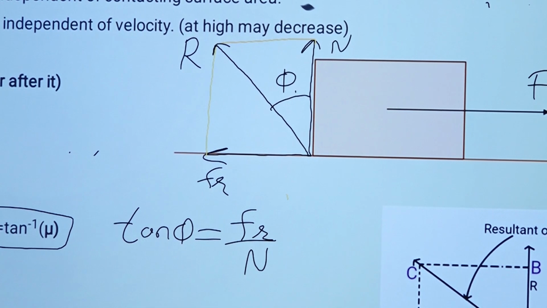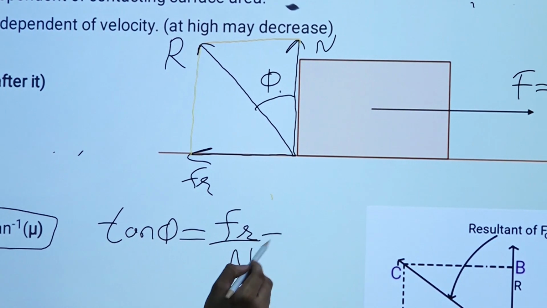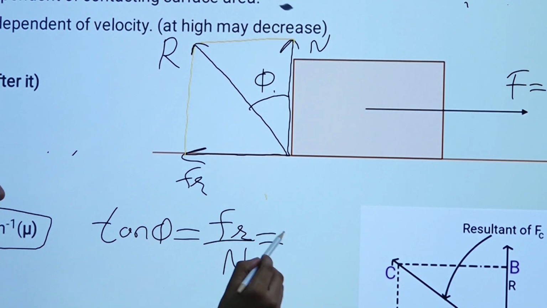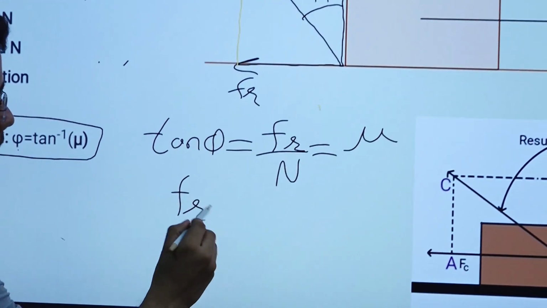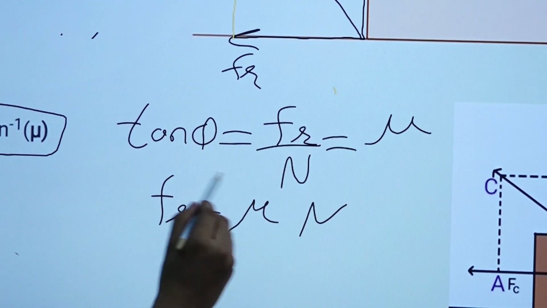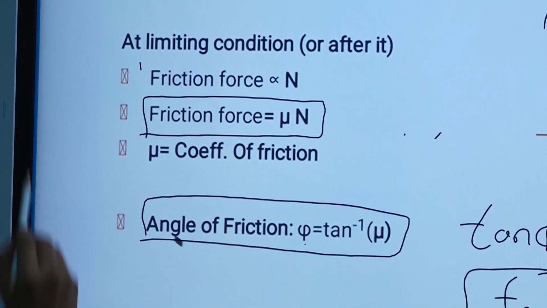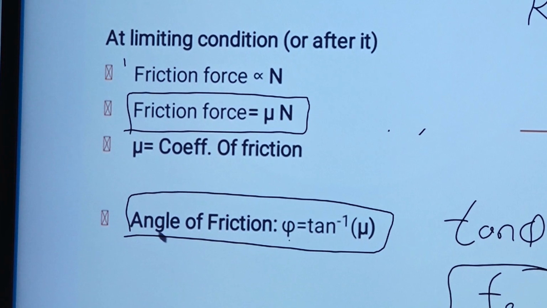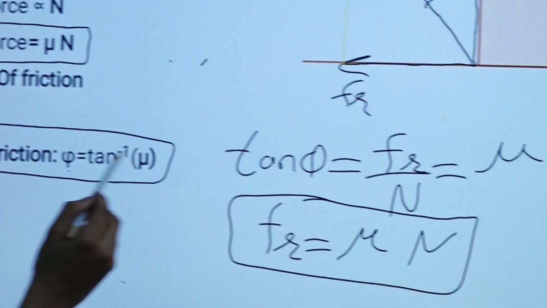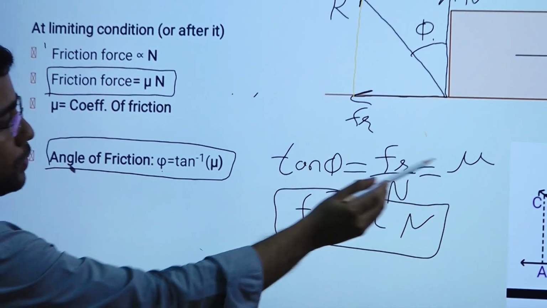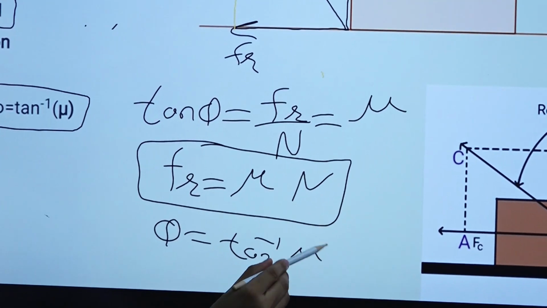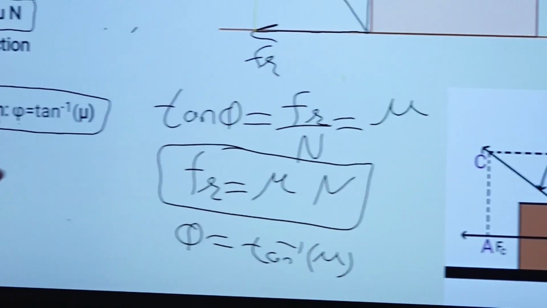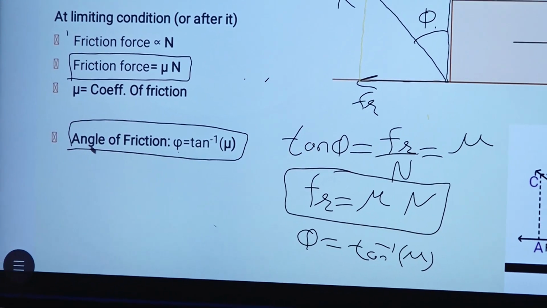Okay, so from here we can say that tan theta is equal to the coefficient of friction, mu. So this Fr will become mu into N, and that is the same definition we had here. So what we find is that tan phi is equal to mu, so phi will become tan inverse mu. So the angle of friction is equal to tan inverse mu.